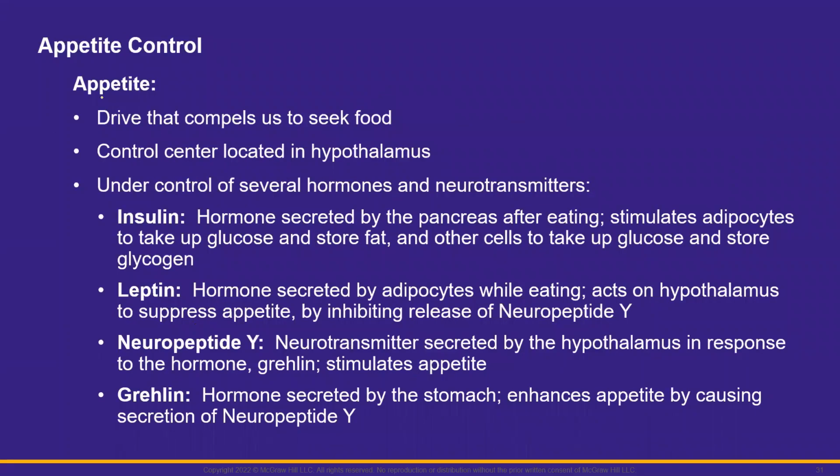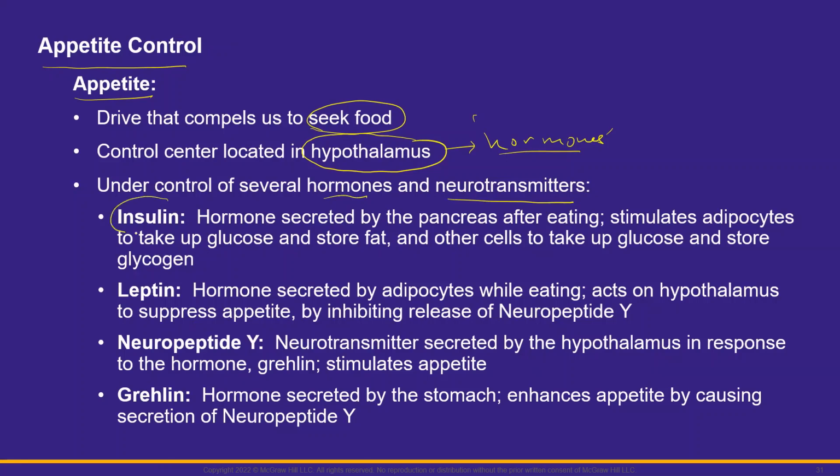Now, this is the appetite control. Appetite is the drive that compels us to seek food. This is the feeling of hunger and wanting to eat. The control center is located in the hypothalamus. This is a really important part of the brain, part of the diencephalon, that controls our appetite. It is also the one that controls hormones in our body. It is under control of several hormones and neurotransmitters.